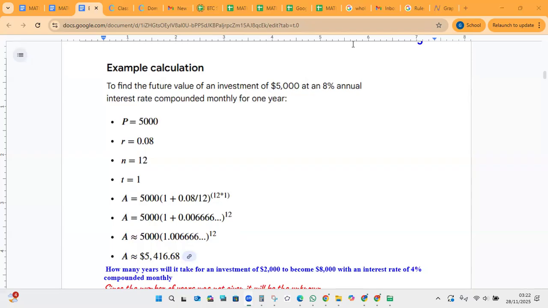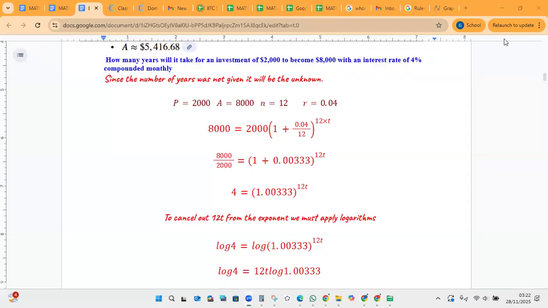So let's check out our example. But in our example now we have to solve for t. It says, how many years will it take for an investment of $2,000 to become $8,000 with an interest rate of 4% compounded monthly? So as you can see, P is the initial amount, which is 2,000. A is the actual amount, which is 8,000, as the future amount. N is 12, and R is 0.04. Okay, now we are familiar with the formula.